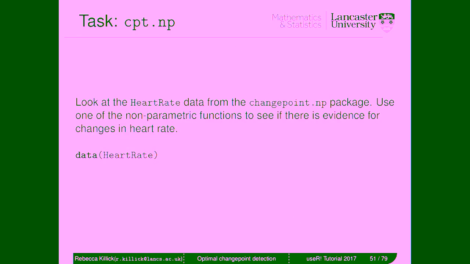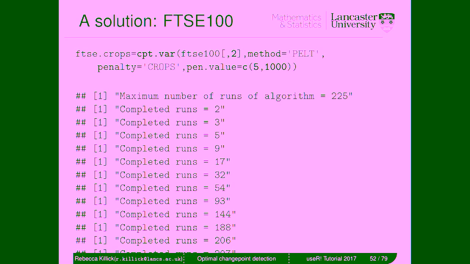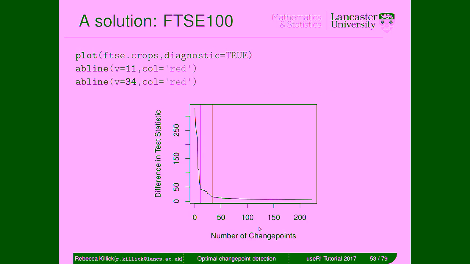Okay, so for the FTSE 100, I did 5 and 1,000. Somebody's asked me, how do you choose these values? Typically, I try and choose the upper value so I get 0 change points. If I don't get that initially, I put it back in, and in the next version of changepoint, you will be having something so it doesn't actually have to rerun everything that it's already done. But at the moment, it will rerun everything. So here there's a maximum of 225, and it actually only did 207.